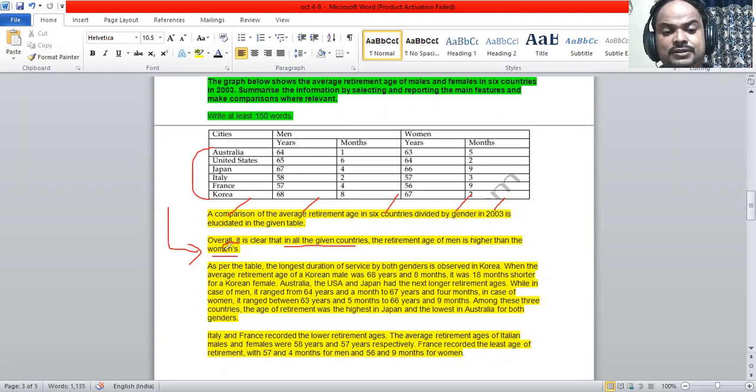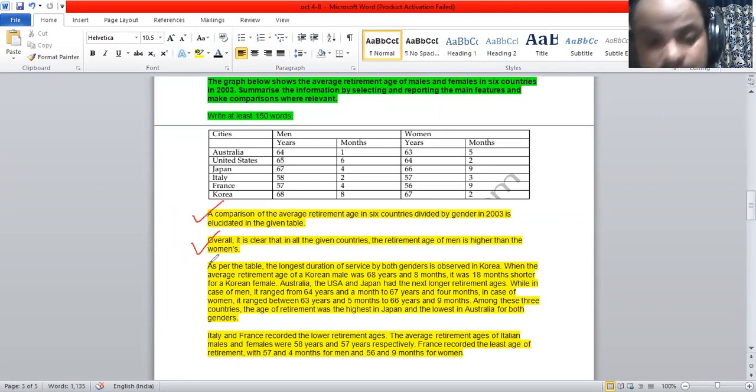That's why we have said women's retirement age; we are not going to repeat that. So we have got a clear-cut introduction and a clear-cut overview. Now we are going with the description of this part. As we go ahead, we can say, as per the table, the longest duration of service by both genders is observed in Korea.